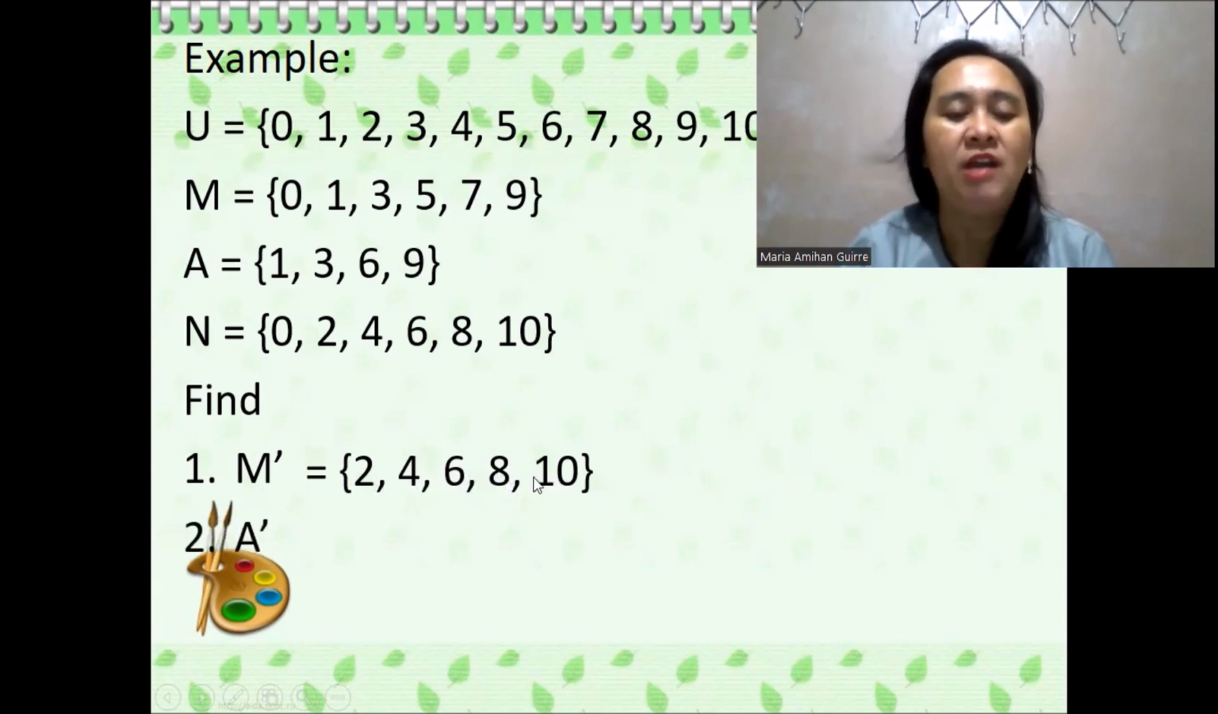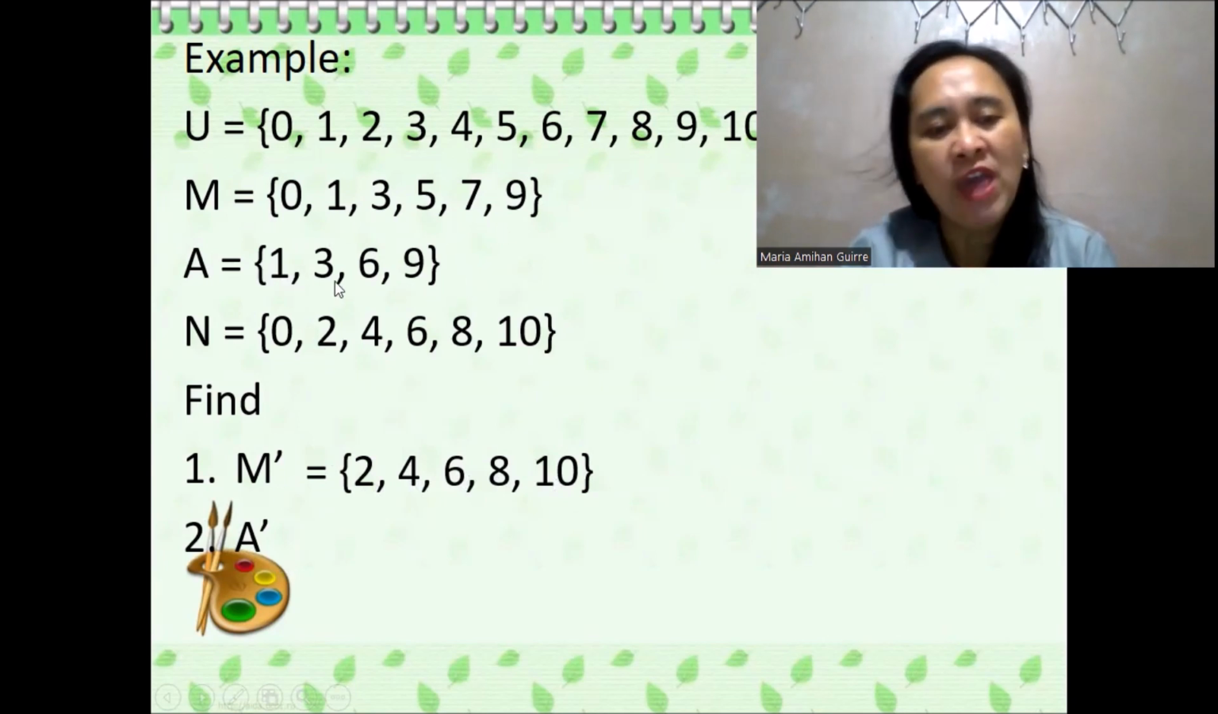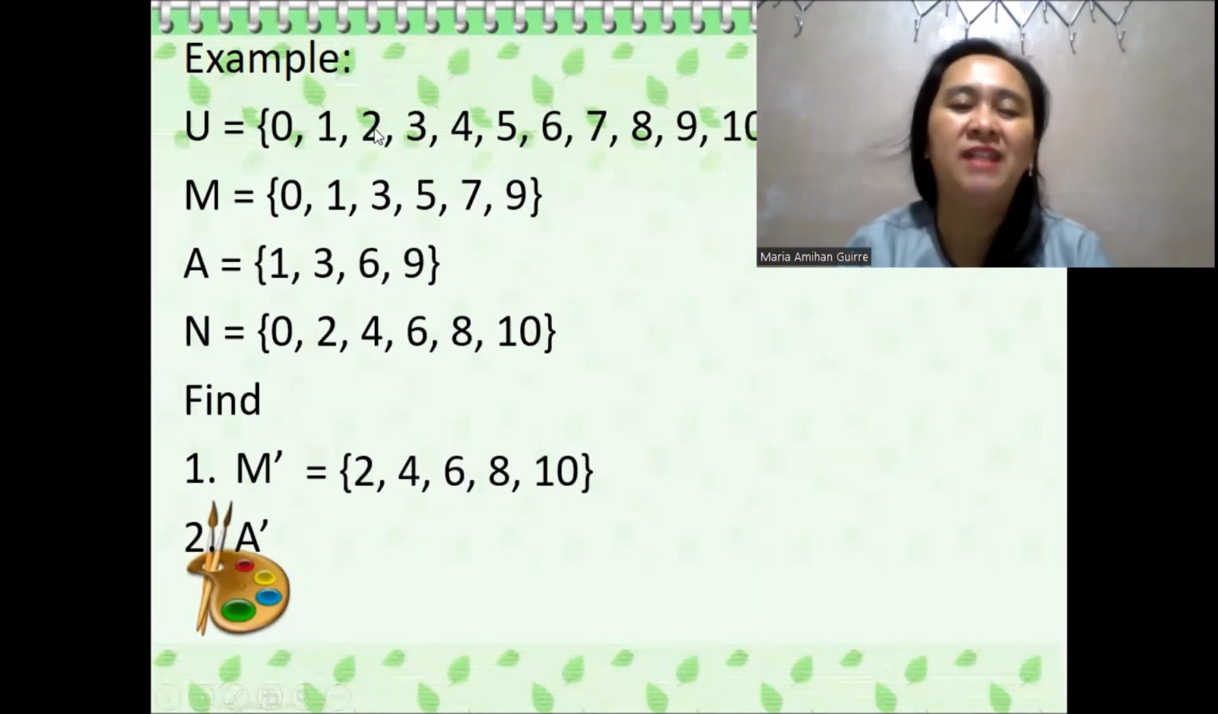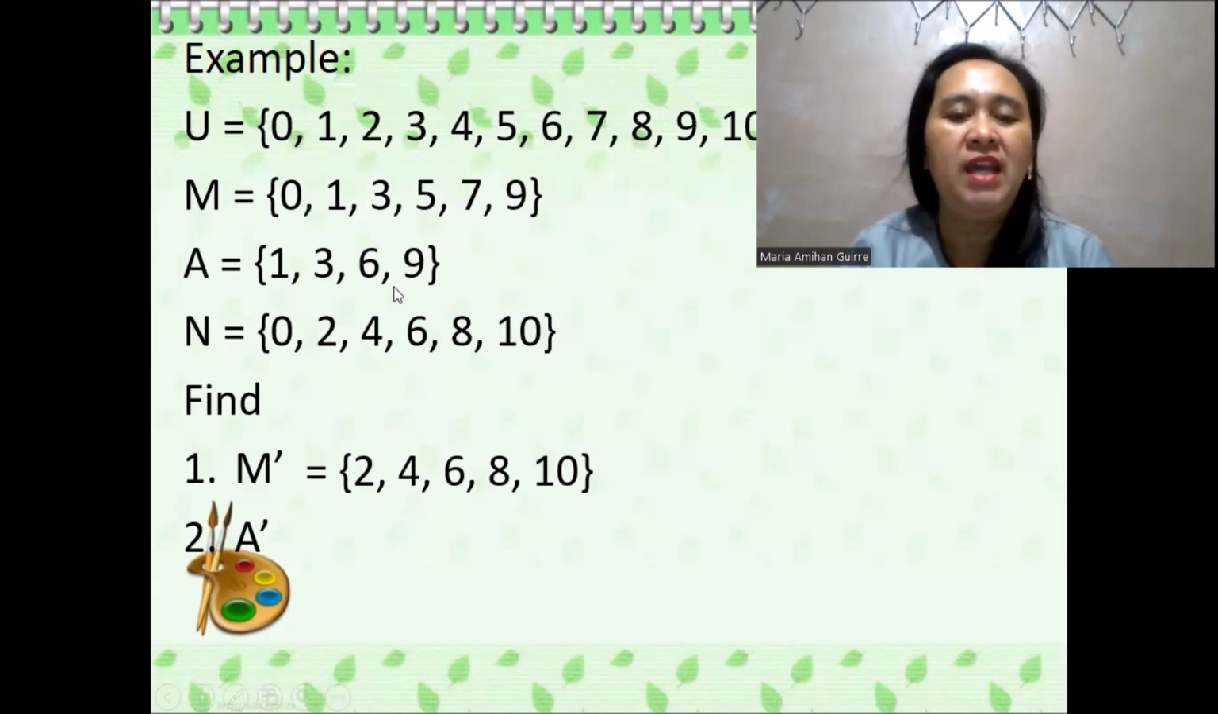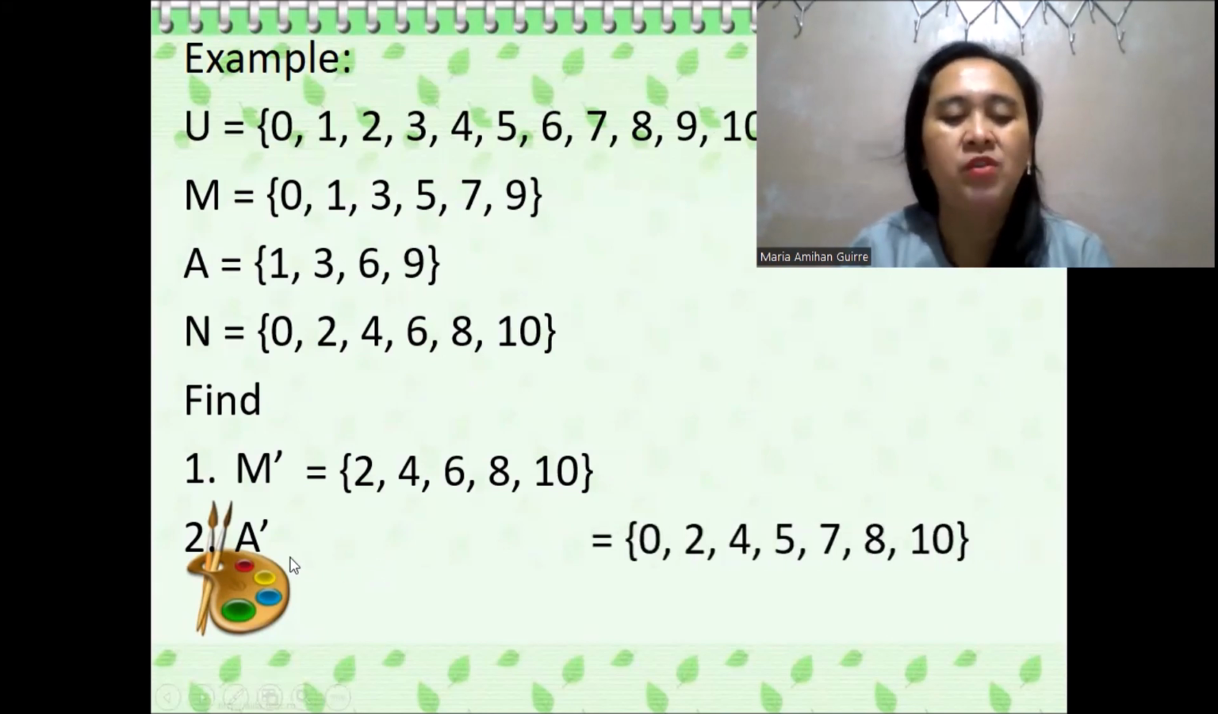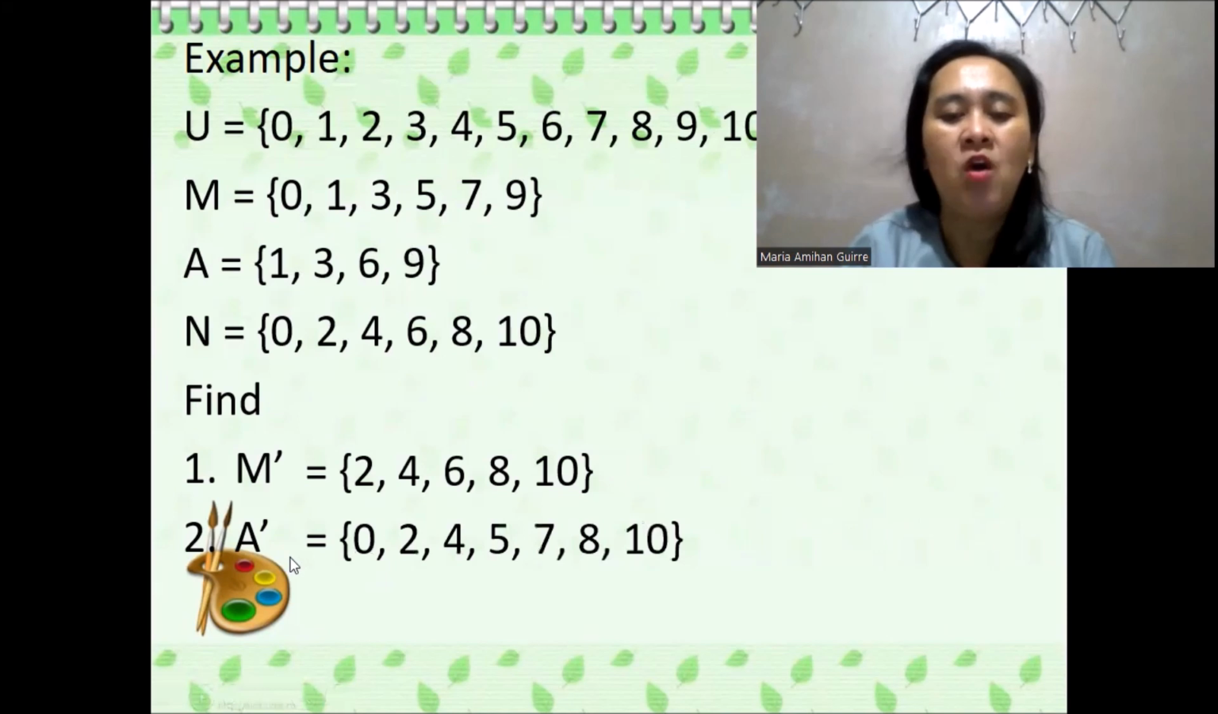Then, find the complement of set A or A prime. So, all elements of set A, cancel natin sa universal. Cancel ang 1, 3, 6, and 9. Then, ang natira sa universal, ang pinaka-complement ng set A or A prime. So, therefore, the complement of set A are 2, 0, 2, 4, 5, 7, 8, and 10.